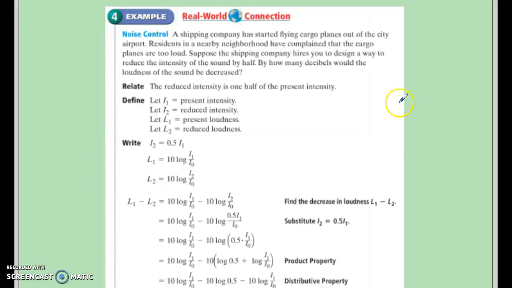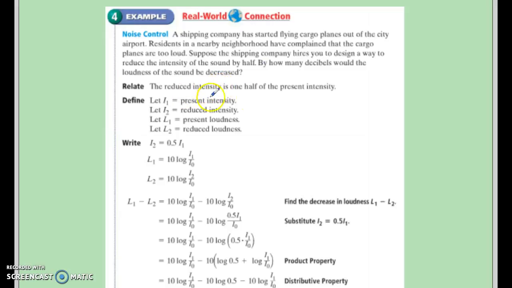Okay, so a shipping company has started flying cargo planes out of the city airport. Residents have complained that the cargo planes are too loud. Suppose the shipping company hires you to design a way to reduce the intensity of the sound by half. How many decibels would the loudness be decreased?